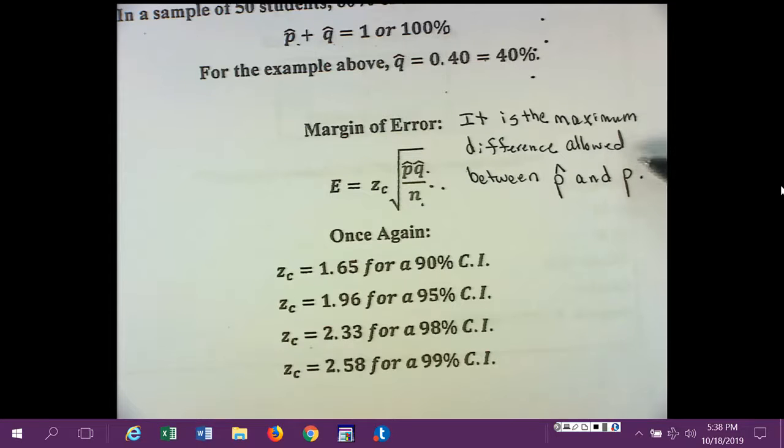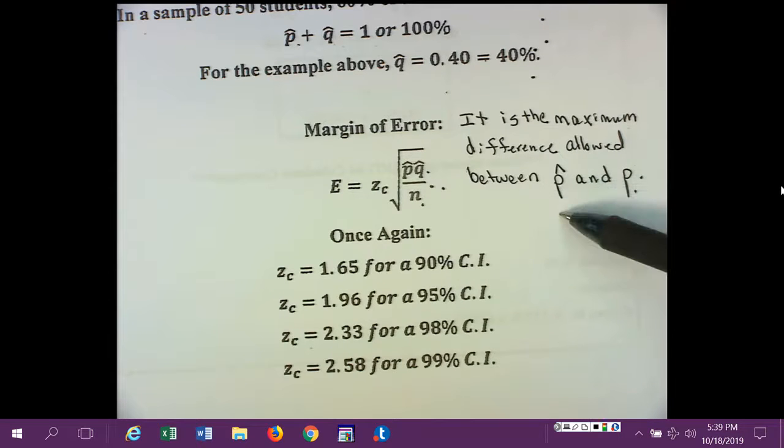The margin of error for this type of confidence interval is the maximum difference allowed between the point estimate p hat and the true population proportion rho or p. The point estimate and the true population parameter. We may never know the true population proportion. That's why we're trying to find a confidence interval for true population proportion. We do know p hat.